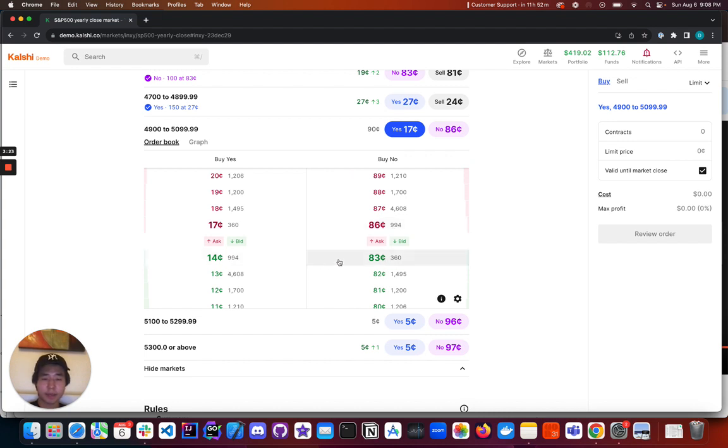In the bids, as we said before, a bid is the highest price a market participant is willing to buy a yes or no contract at. This signifies that the highest price a market participant is willing to buy a yes contract at is 14 cents. And the highest price a market participant is willing to buy a no contract at is 83 cents.